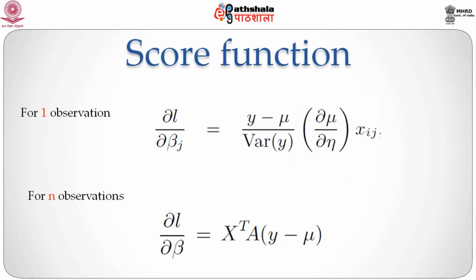The score equation then for one observation is given by del L del beta j equal to y minus mu over variance y d mu d eta into xij. Combining all the n observations from the data set and all the p components of beta, for n observations, the score equation is given by del L del beta equal to X prime A into y minus mu equal to 0. I leave it as an exercise to you to find out the explicit form of matrix A.